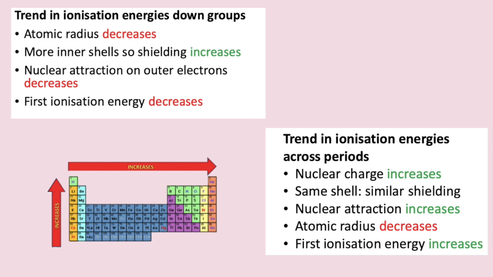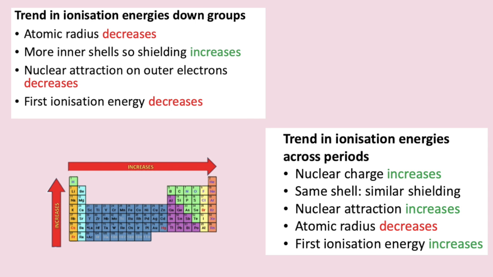Going down the group, the atomic radius increases. There are more inner shells, so shielding increases. Nuclear attraction on outer electrons decreases. Therefore, the first ionization energy decreases down a group.